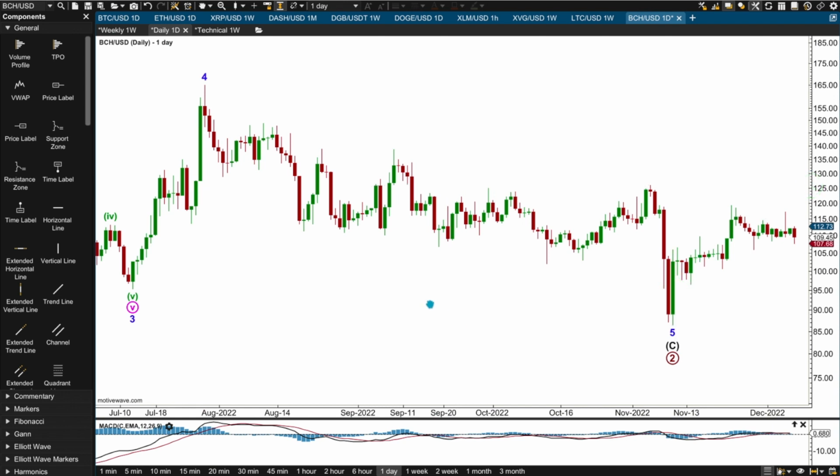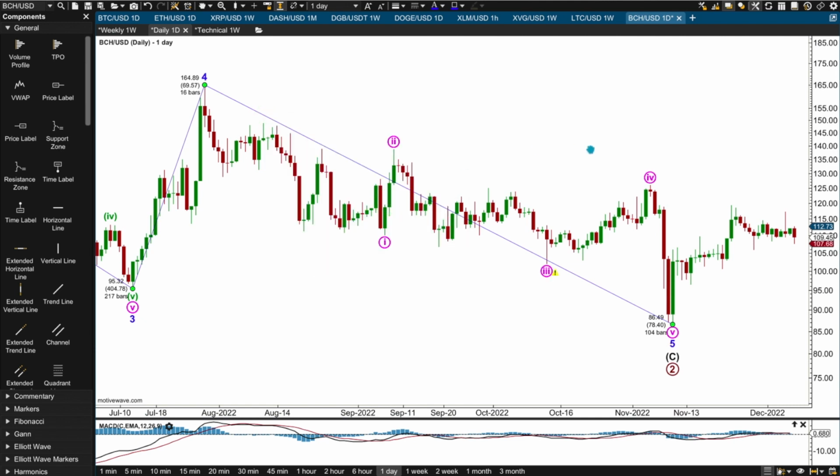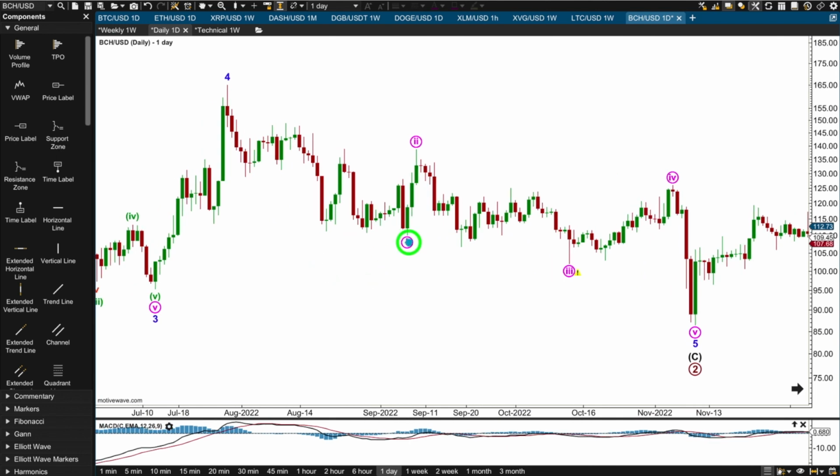We'll see if that's got some support from volume. If 4 is over there, could 5 be an ending contracting diagonal? That's not going to work, is it? 3 is too short. What if... this high is above that, and that's going to be too short. Okay, so 4 has to be over here.